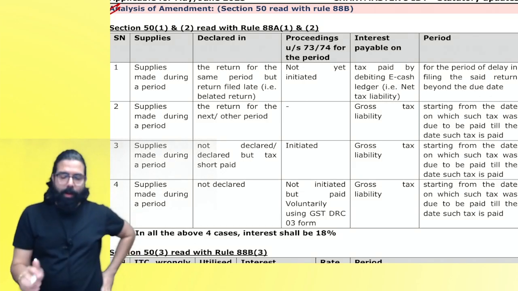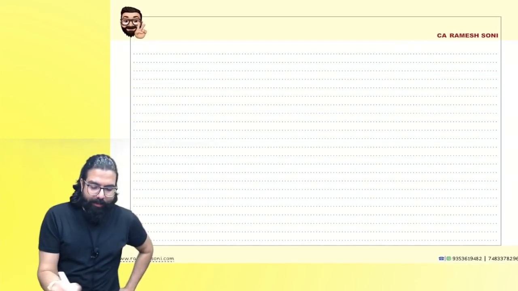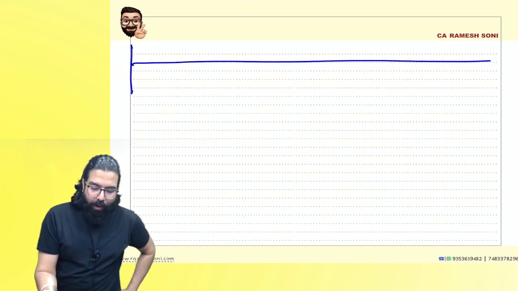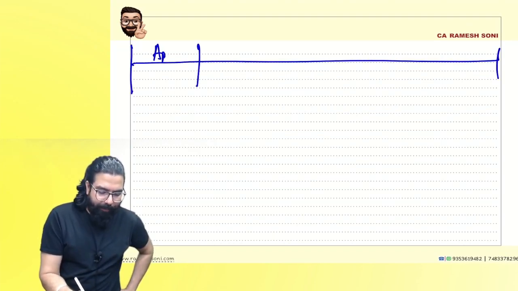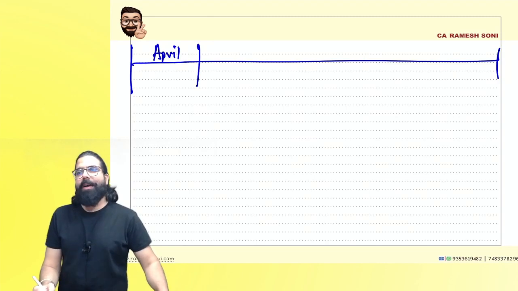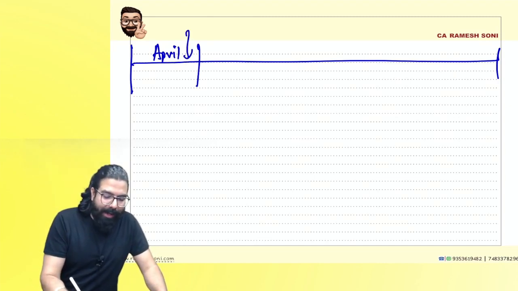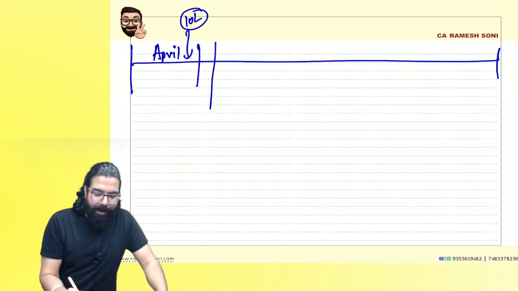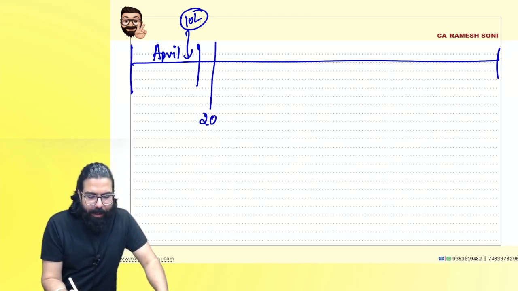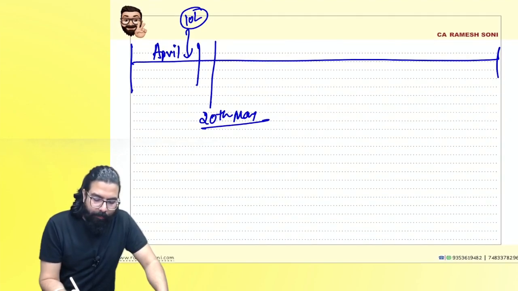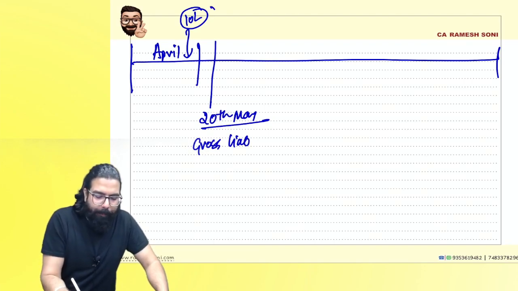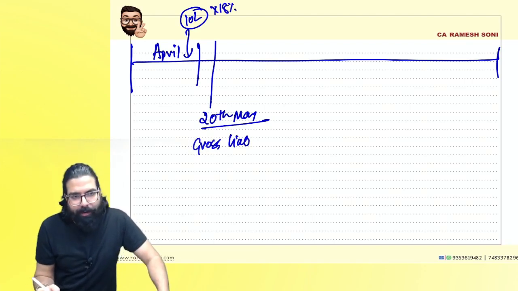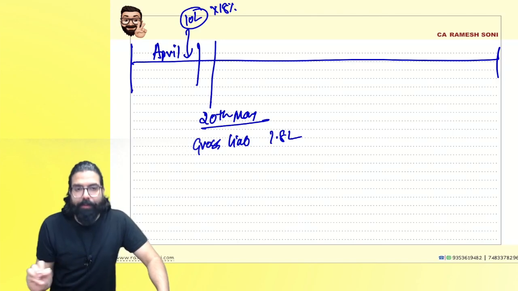Listen, everyone over here. For an example, in the month of April, I did a sale of 10 lakh rupees. Okay, everyone, 10 lakh rupees sale. Now, here I filed my GSTR 3B on 20th of May. My gross liability is how much, everyone? Supposing 18% GST is there, the gross liability is 1.8 lakh.